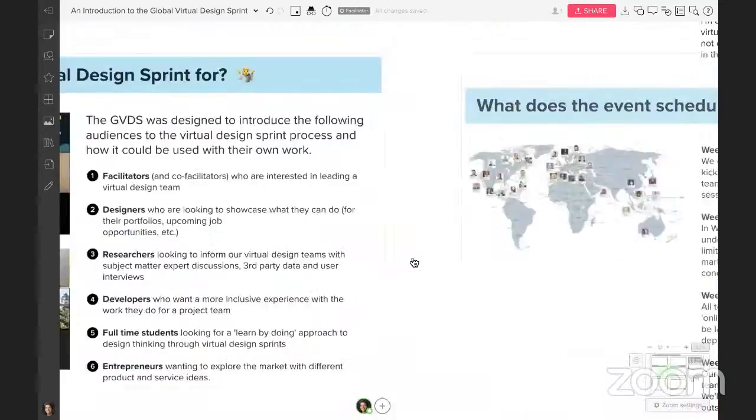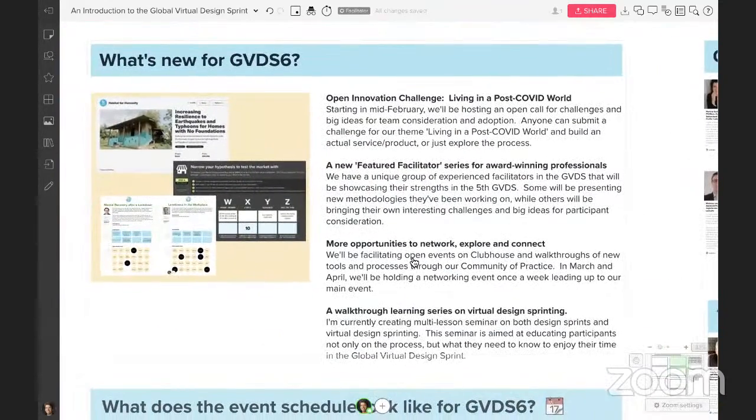Let's see. So what's new for this particular event are a few things. The Open Innovation Challenge that we opened last week now has a theme, which is living in a post-COVID world, where the opportunities and the challenges that correspond to that are going to be explored through this event. Anyone really can submit their own Open Innovation Challenge. We have a few that are going through the pipeline right now where they're being vetted by myself and some other people in terms of making sure they're understood. But yeah, even if you're not a part of the GVDS, you can submit a challenge for other people to consider.